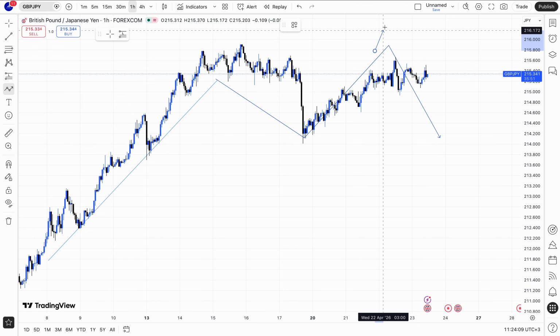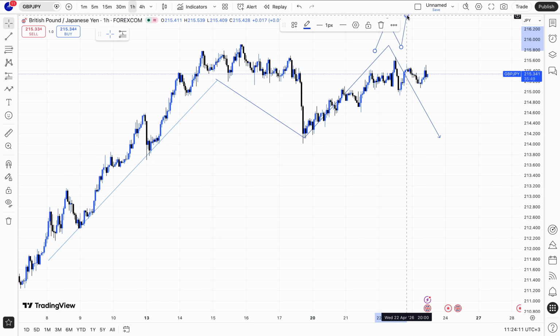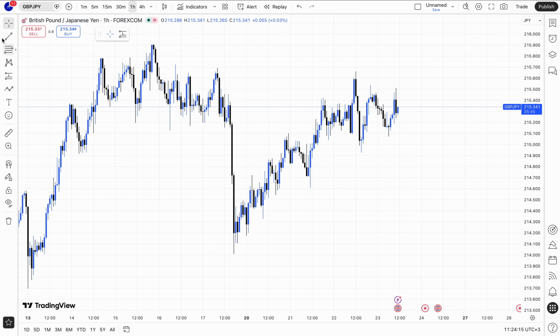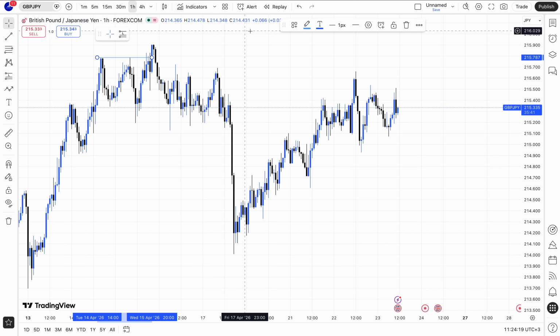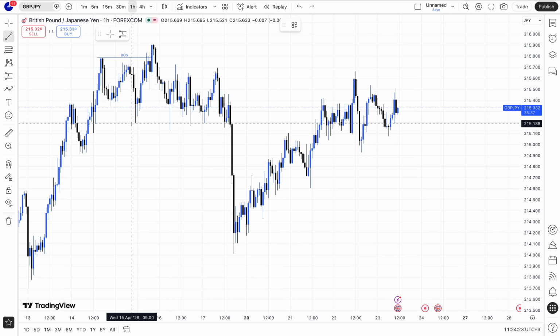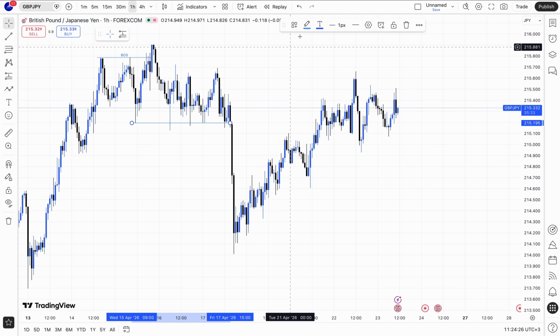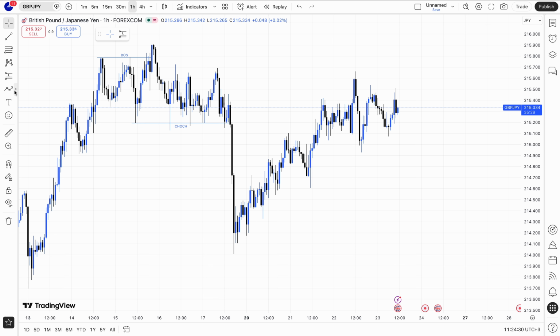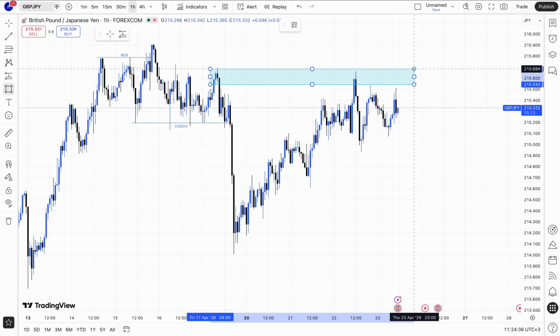Or if not, then you're going to wait for the break, then we test, then a continuation to the upside. Let's mark it out for clear understanding of what I'm talking about. From here, you have the break of structure to the upside, external market structure. Then you had the break of structure to the downside from here. Then from there, we had our order block, which is here, which was respected.